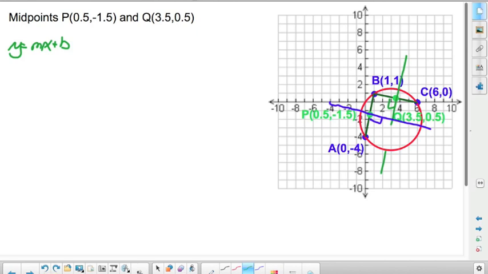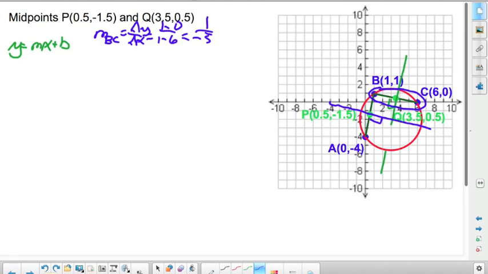Good. So what Mo is saying is that because there's a 90-degree angle to that chord, we figure out the slope to that chord, take the negative reciprocal, and we get the slope of our green line. So on the side here, I need the slope of BC. I need the slope of that chord, which is delta y over delta x, equal to 1 minus 0 over 1 minus 6, which gives me 1 over negative 5, or negative 1/5.